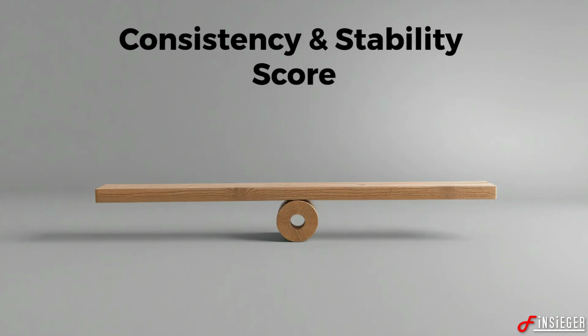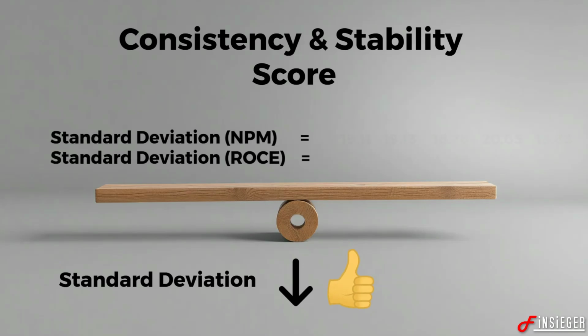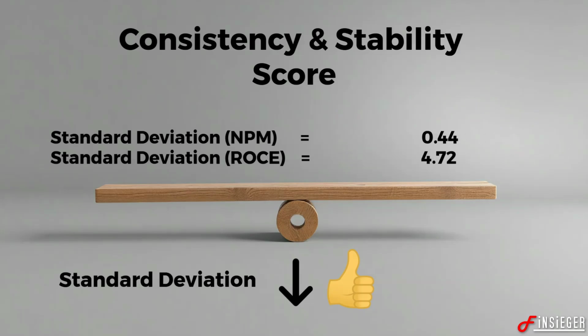In statistics, a metric called standard deviation is used to figure out how stable or consistent the values are. Lower values of standard deviation symbolize more stability. In this case, we will be running standard deviation on the last 5 years of data of NPM and ROCE, which come out to 0.44 and 4.72 respectively. So, we reach a score of 4 out of 5.